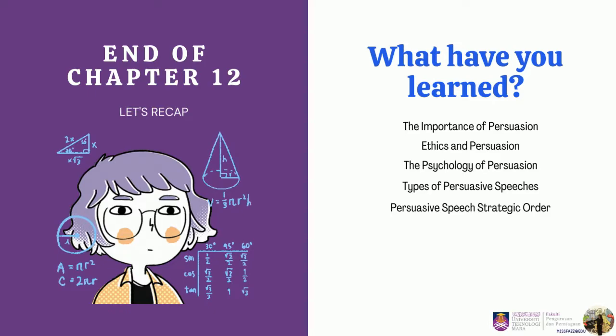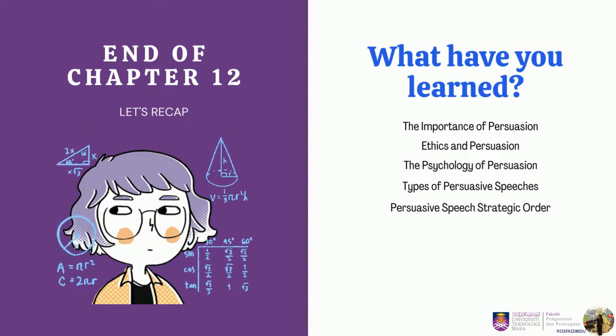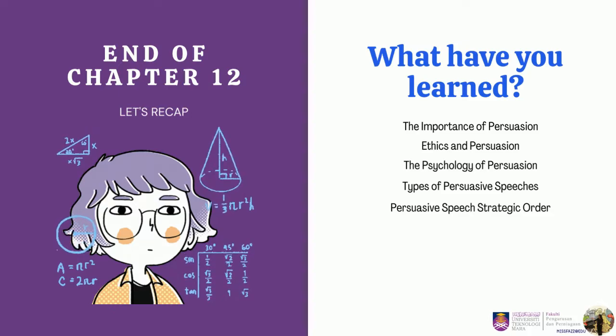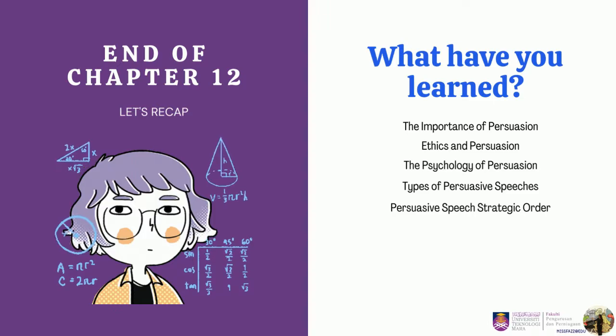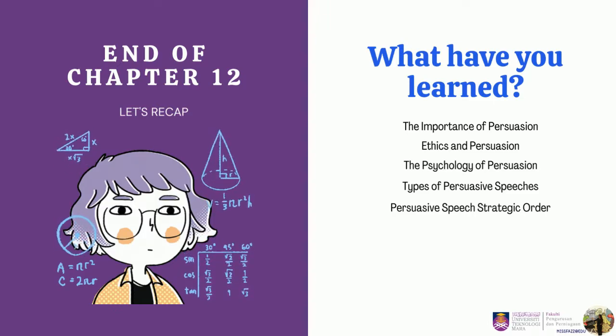So that's it for our chapter 12. So today, what have you learned? First is the importance of persuasion. Second, ethics of persuasion. Third, the psychology of persuasion. Fourth, types of persuasive speeches. And last, persuasive speech strategic order.